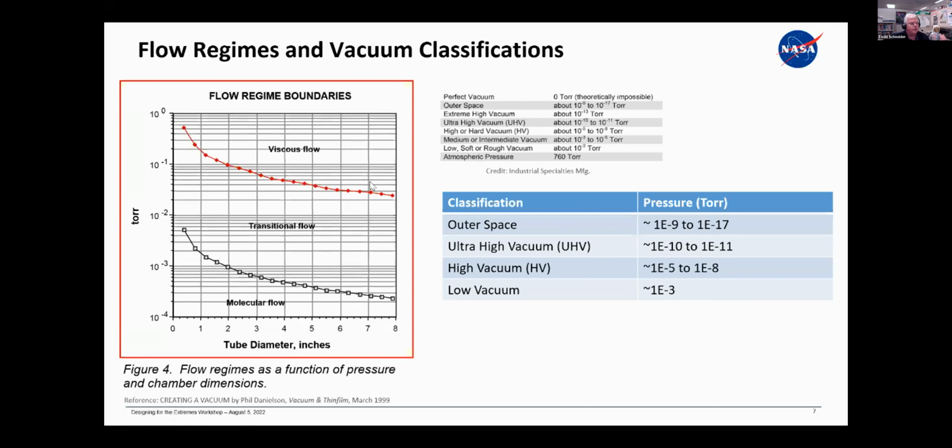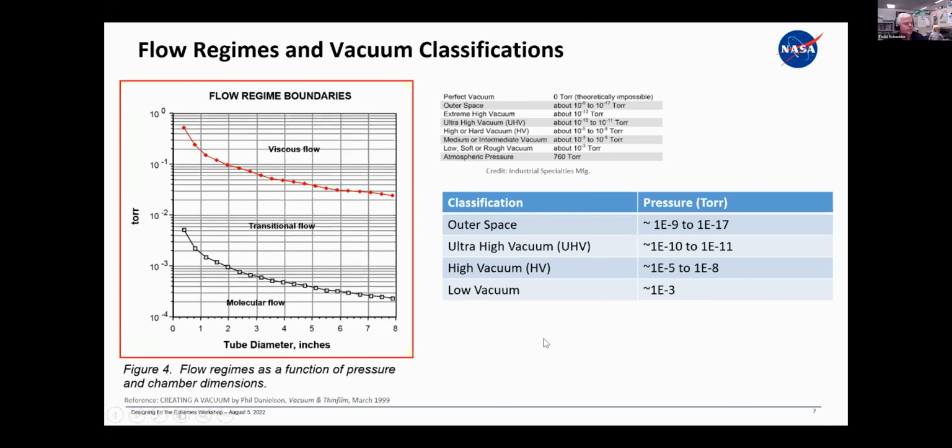And then, of course, at some point you start transitioning, but what you end up with when you're into a high vacuum situation is molecular flow. So now we cannot create this differential pressure to pump. Instead, we're relying on molecules to random walk their way into our pumps. And so we're in a truly rarefied environment here.